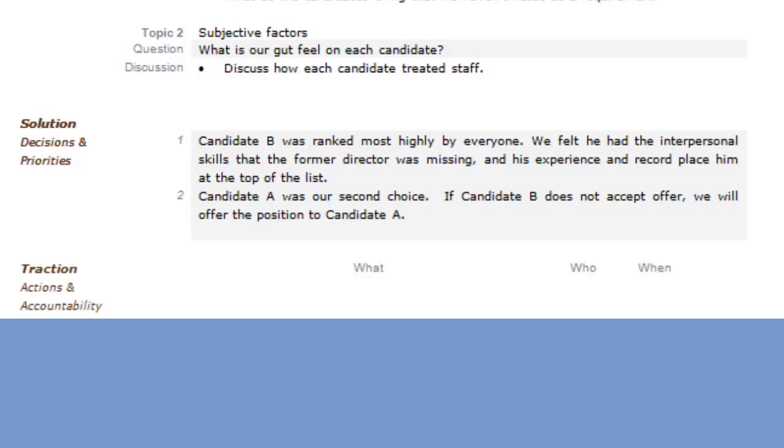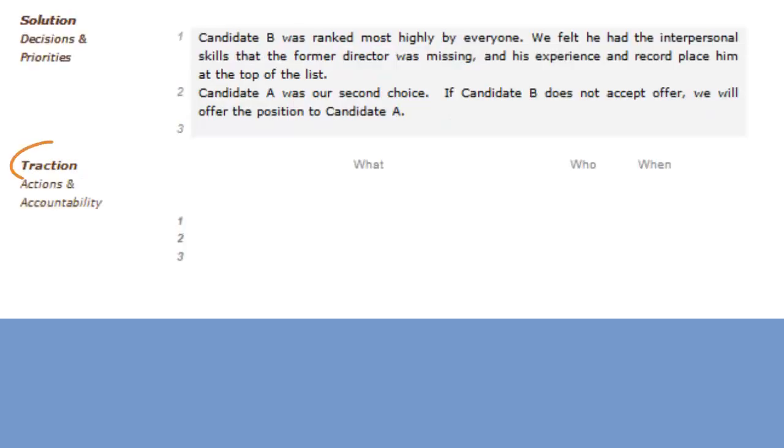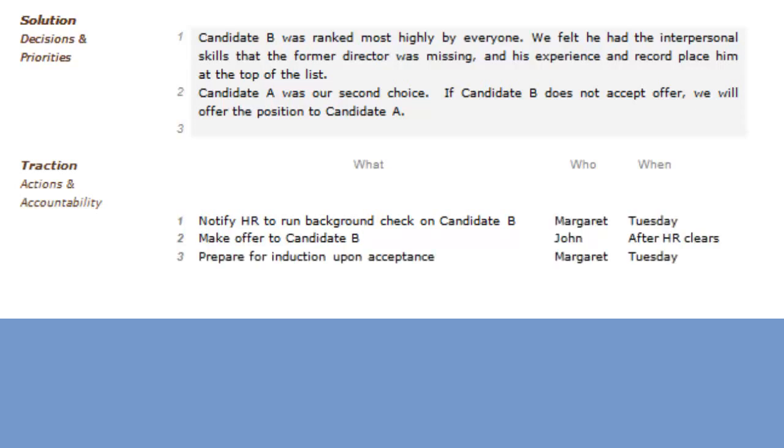The final section of the meeting is traction. At the end of the meeting, write down specific actions needed to follow through on the decisions made. Then clearly state each person's responsibilities. Allocating names and times for each action helps raise accountability.